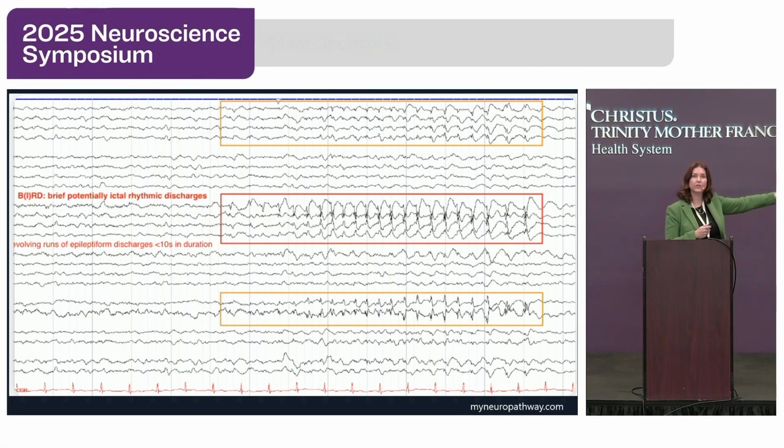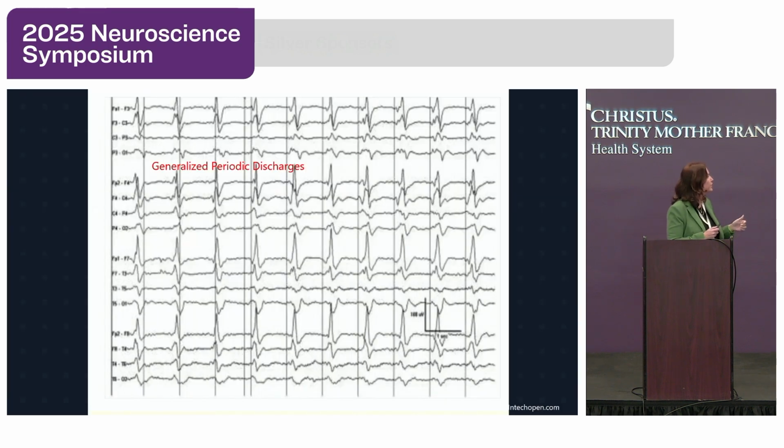If you see this on the routine screening 1 hour EEG, then you would hook them up for a continuous. This is something called generalized periodic discharges, or GPDs, you may have heard it called. This is where the whole brain is misfiring about every 1 second, a little less than 1 second. And so with this finding, with a history of seizures, you go ahead and hook the patient up.